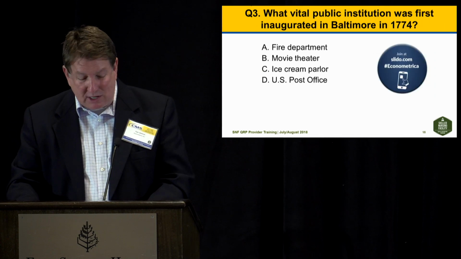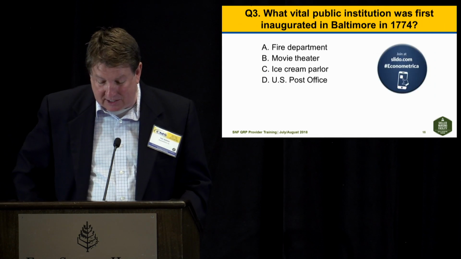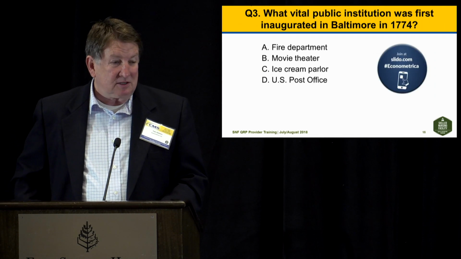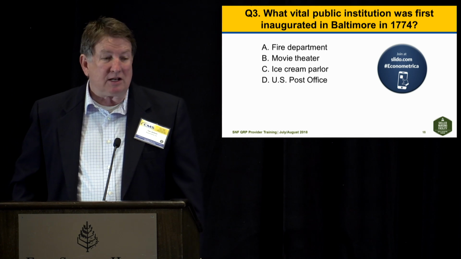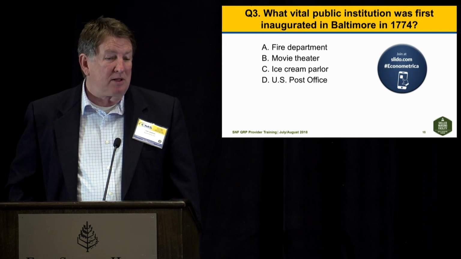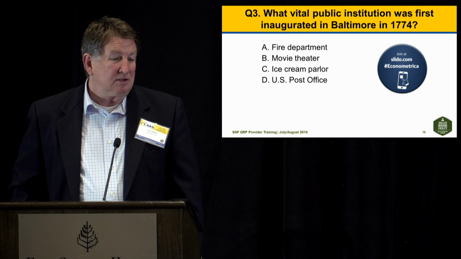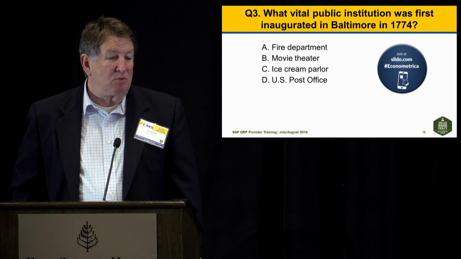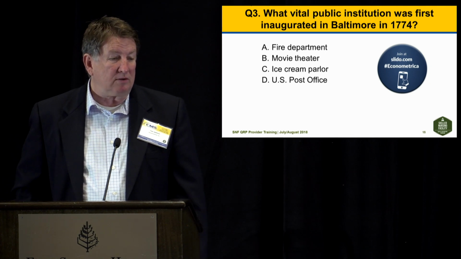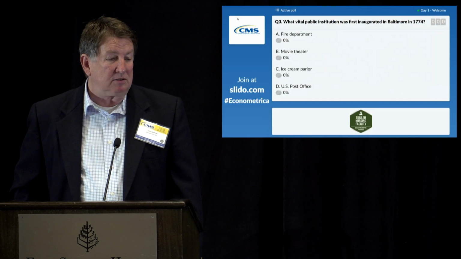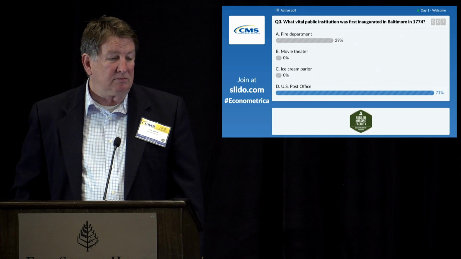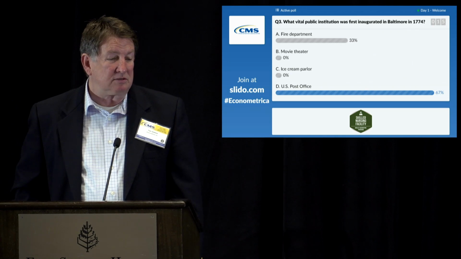Okay, next one. We'll do a couple more just so that people have the hang of this. What vital public institution was first inaugurated in Baltimore in 1774? Is it the fire department, the movie theater, the ice cream parlor, or the U.S. Post Office?